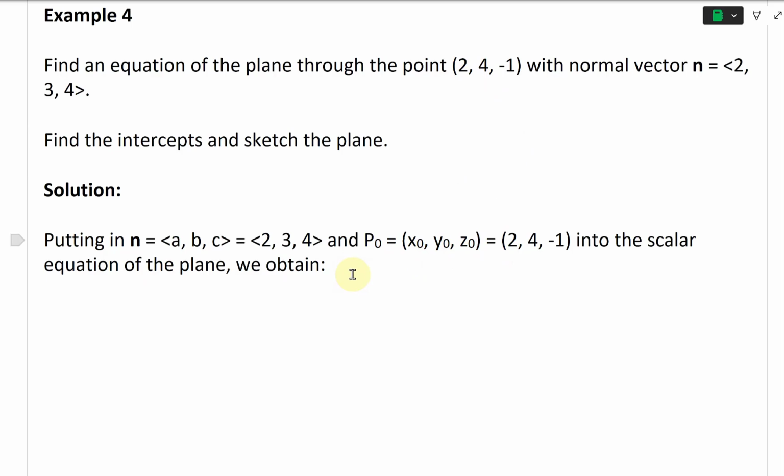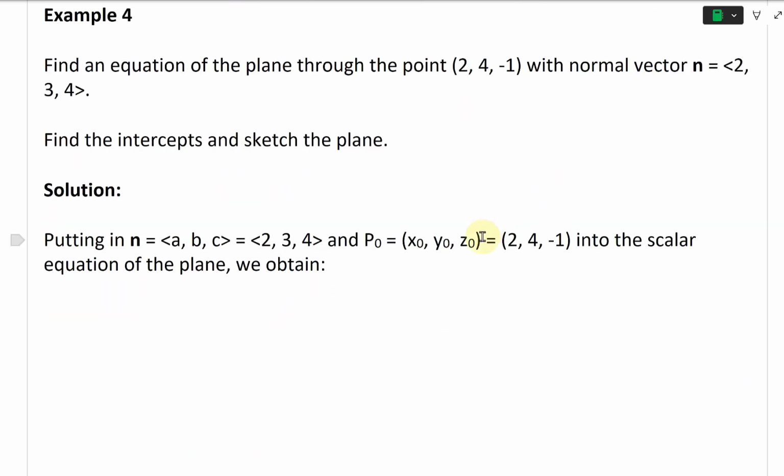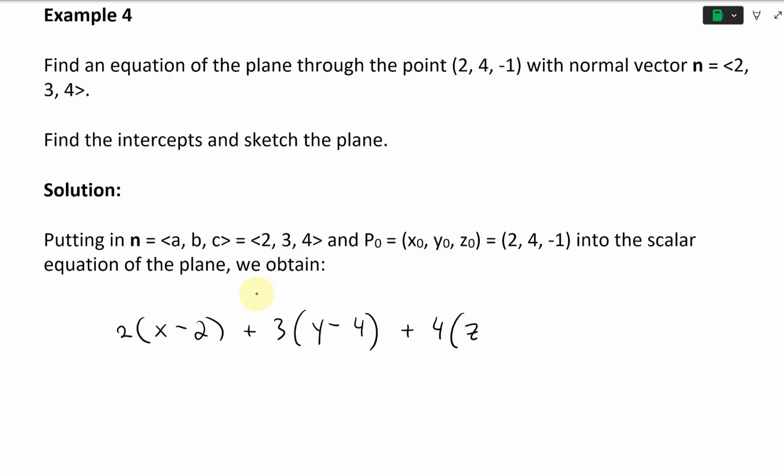So we plug that into the scalar equation of a plane. We obtain, a is 2, so 2 times x minus x naught, which is 2, plus 3 times y minus y naught, which is 4, plus 4 times z minus negative 1, that's going to be z plus 1, equals 0. All right, so we have this.